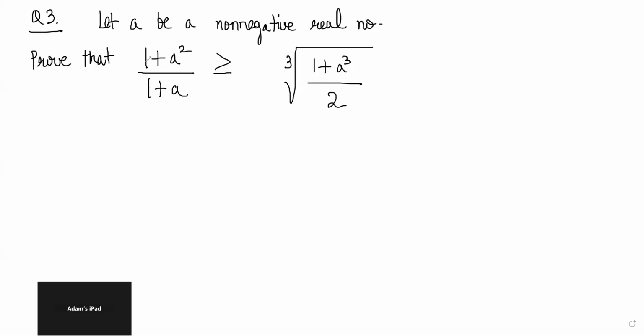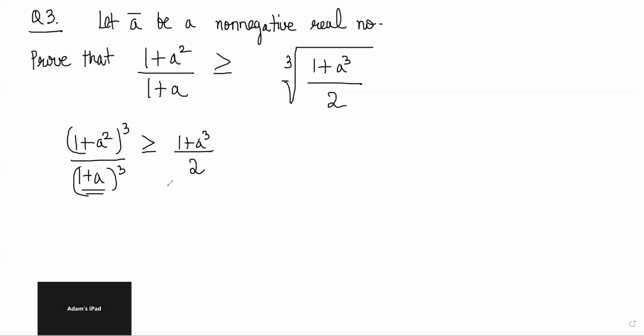You should start by cubing both sides to remove this. You will get ((1 + a^2)/(1 + a))^3 is greater than or equal to (1 + a^3)/2. Okay, so we know a is non-negative, so 1 + a is positive, right? All of these terms are individually positive, so I can cross multiply without worrying about it.